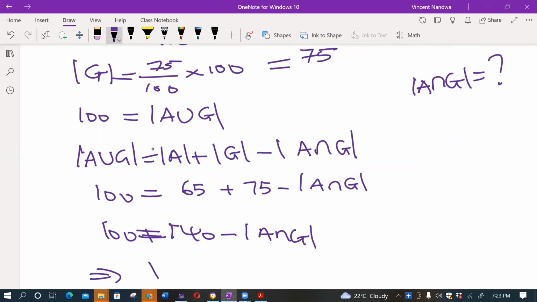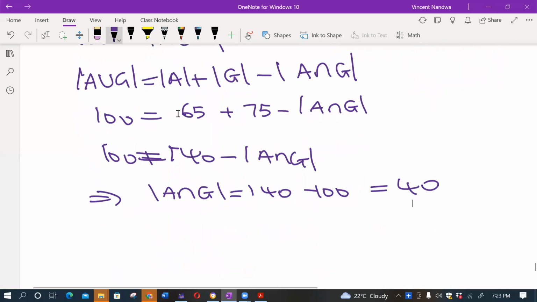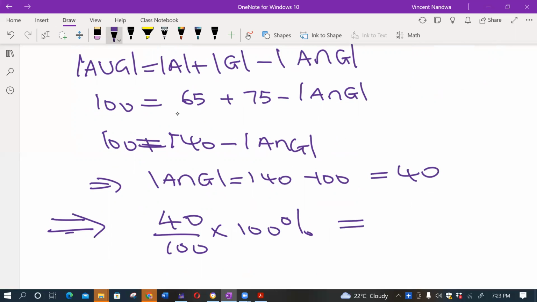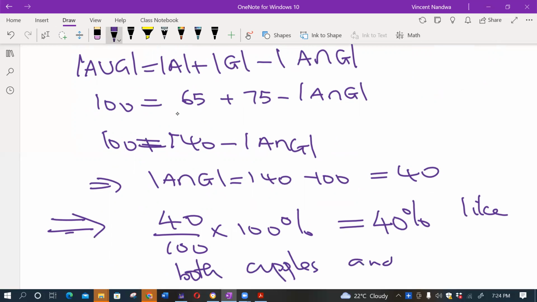So which should be very clear that the cardinality of the intersection is 140 minus 100, which is 40. So in terms of percent, this means that 40 over the total 100 times 100%, which is equal to 40%, like both apple and grapes. So just application of the inclusion-exclusion principle.